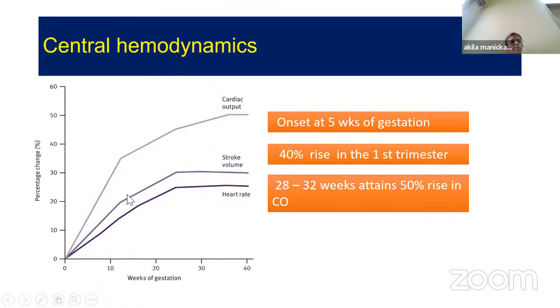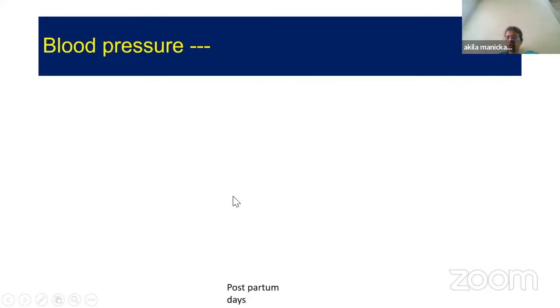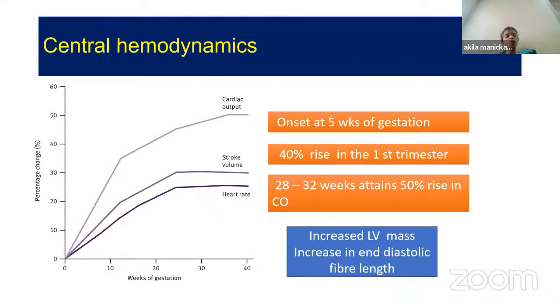This rise in stroke volume reaches about 35 to 40% at the end of your second trimester, and it reaches around 40% at 32 to 34 weeks of gestational age. So the maximum increase in cardiac output of about 50% is attained at around 34 weeks of gestation. What is the implication of this increase in cardiac output? The maximum increase in cardiac output occurs at 32 weeks of pregnancy.